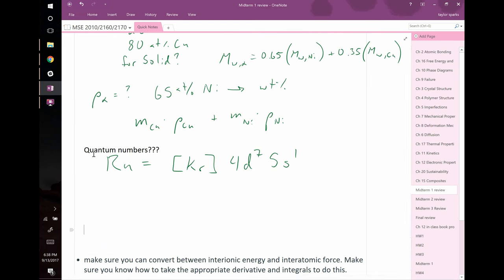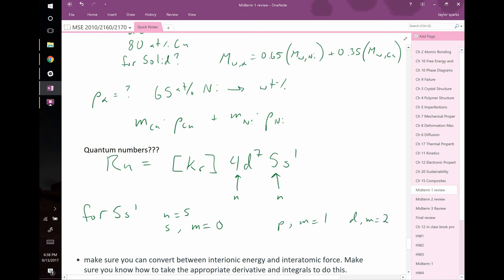Yeah, Zach? Takara, how do you do it? Yeah, the number in front of the letter is always n. So for 5s1, n equals 5. That's easy. What about l? What should l be? s is always 0, p is always 1, d is always 2. Just write it down if you need. Because it's an s orbital, we know that l equals 0. If it had been p, l equals 1; d, l equals 2; f, l equals 3, and so forth. Okay, what about m sub l?